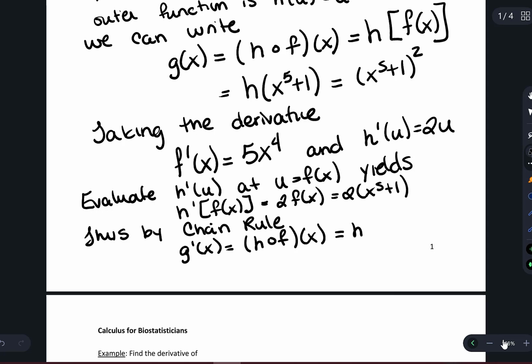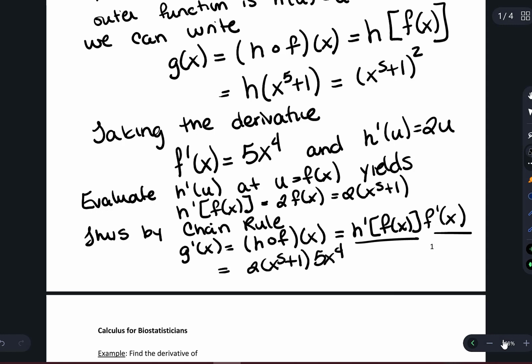which again by the chain rule is equal to h prime evaluated at f of x times the derivative of f of x. Well, we already found both of these pieces, and so we have 2 times x to the 5th plus 1 times the derivative of f of x, which is 5 times x to the 4th. And then as always, we do want to simplify that out. So that is equal to 10 times x to the 9th plus 10 times x to the 4th.